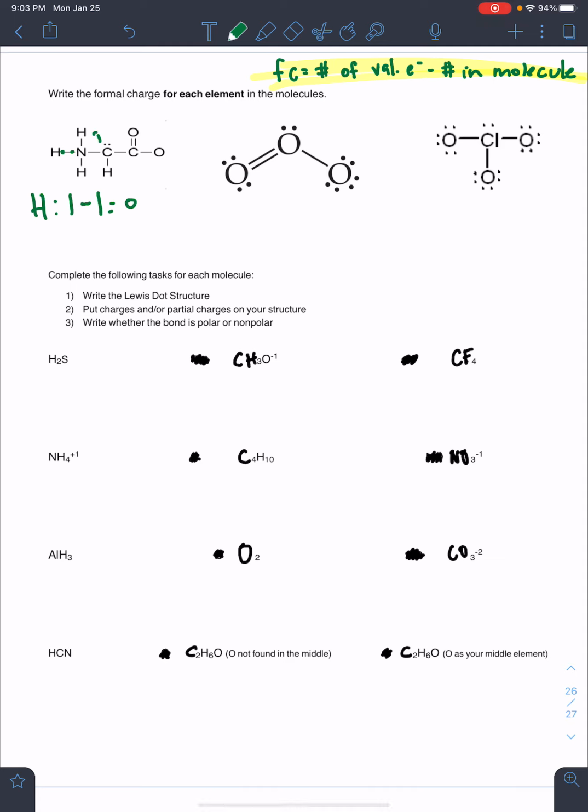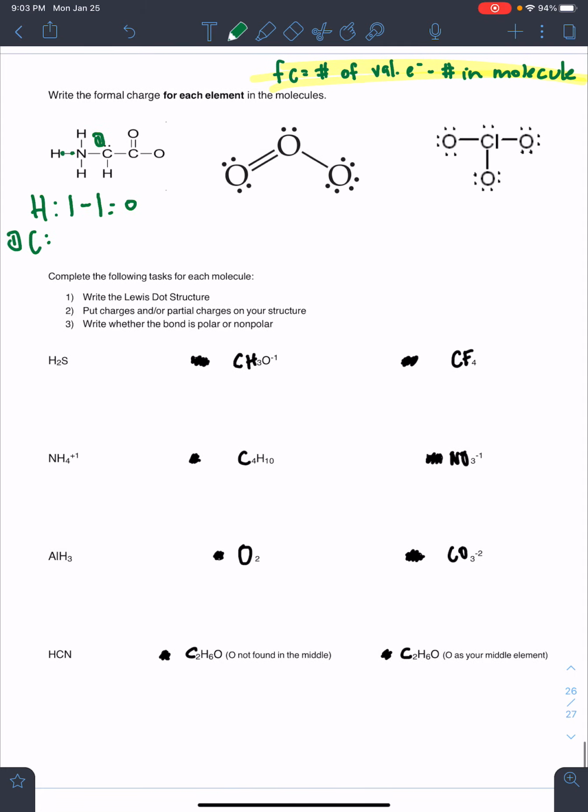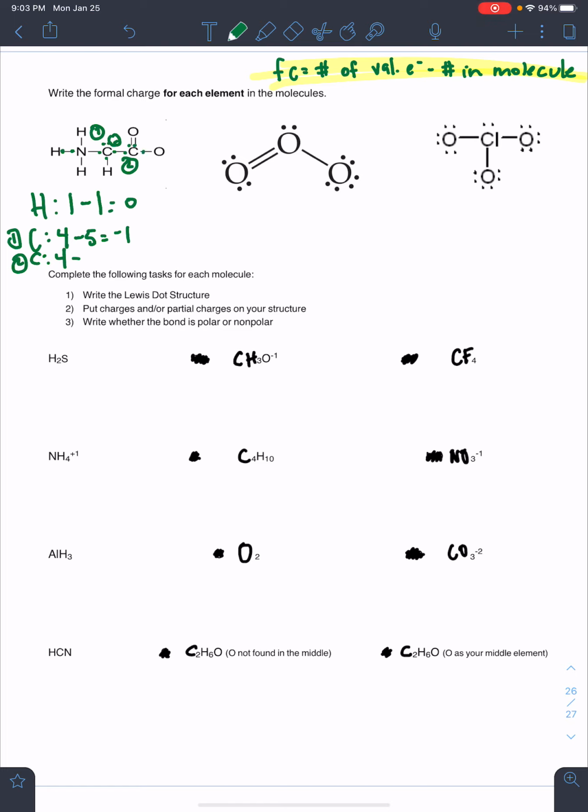Then let's do this C. This will be C number 1, so a little 1 by our C. Normally C is going to have 4 valence electrons. If we count the valence electrons in this one, you'll notice it has 1, 2, 3, 4, 5. So 4 minus 5, it's going to have a negative 1. So this C is actually going to have a negative charge on it. Our next C, we'll do number 2 by it. So this is C with a 2. Normally it wants 4 valence electrons. It actually has 1, 2, 3, 4. 4 minus 4 is 0, so no charge on it.